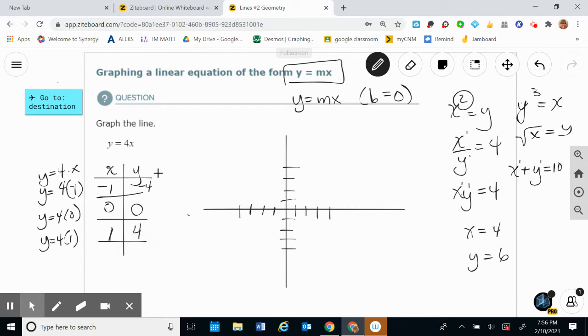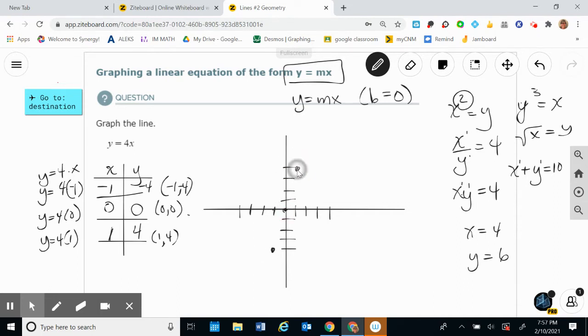See, with an input-output table, what you're given is the x goes in, the y gets spit out. These are points: -1, -4. 0, 0 is the next point. See, they're just points. 1, 4. So 0, 0 is a point and 1, 4 is a point, and then you connect them.